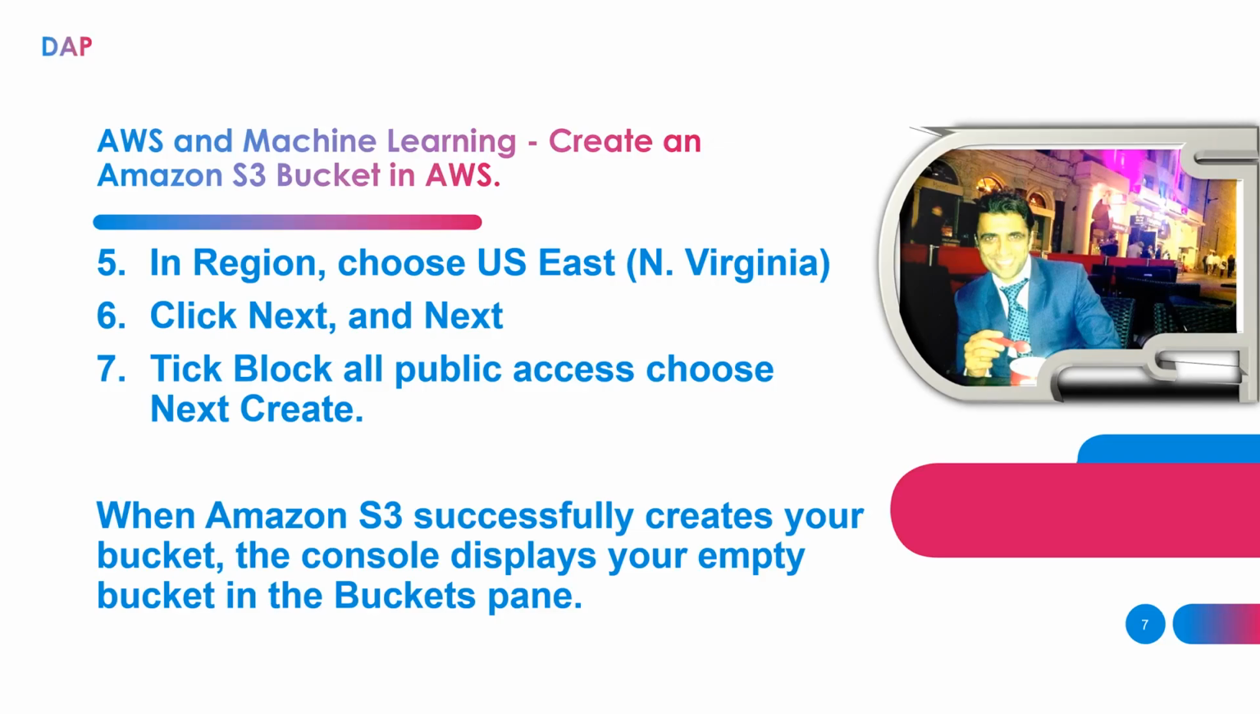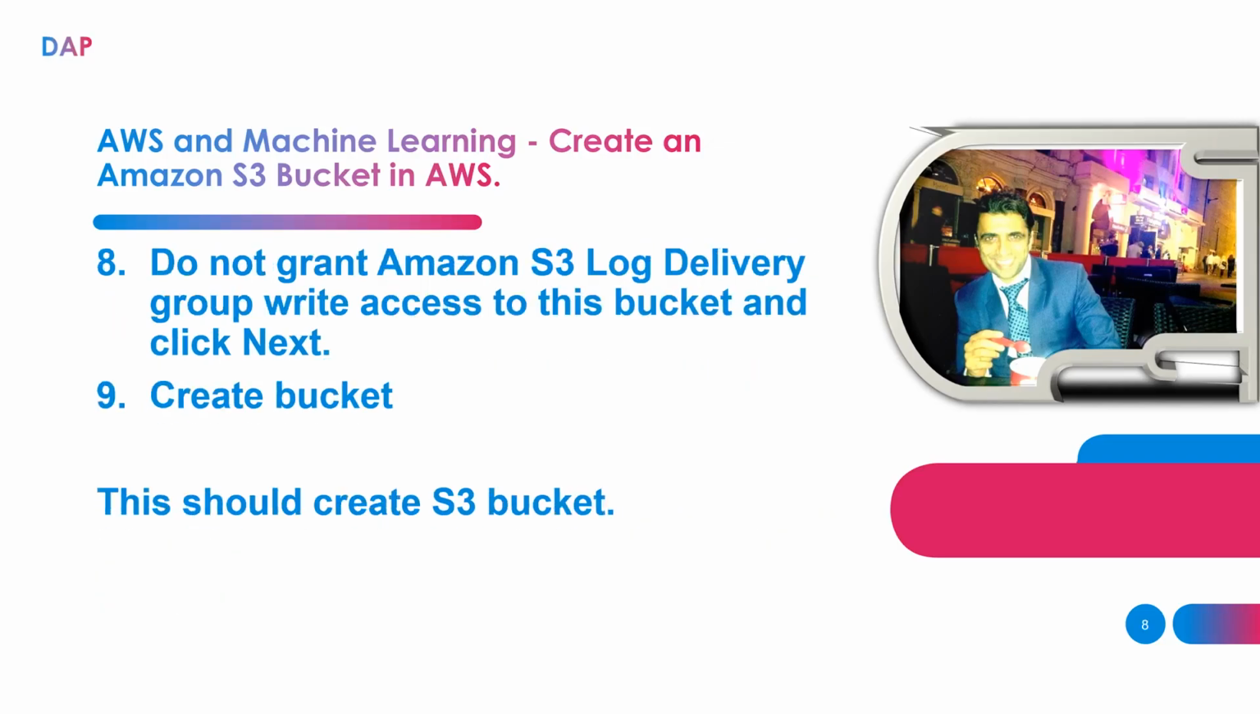Then next, we click on next, and then again next, and we tick block all public access, and we'll choose next, create. When Amazon S3 successfully creates your bucket, the console displays your empty bucket in the bucket pane. Do not grant Amazon S3 log delivery group write access to this bucket, and click next. Then we can create the bucket, and this should create our S3 bucket.